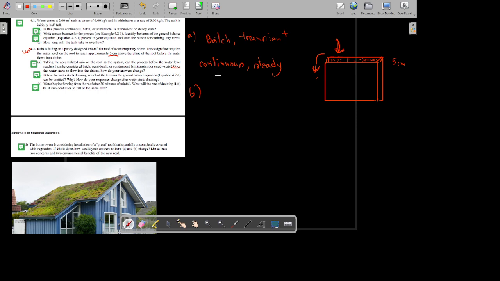So let me first write the general balance equation. Input minus output plus generation, I am denoting G as the generation term, minus consumption. Consumption is represented by C, equal to accumulation.